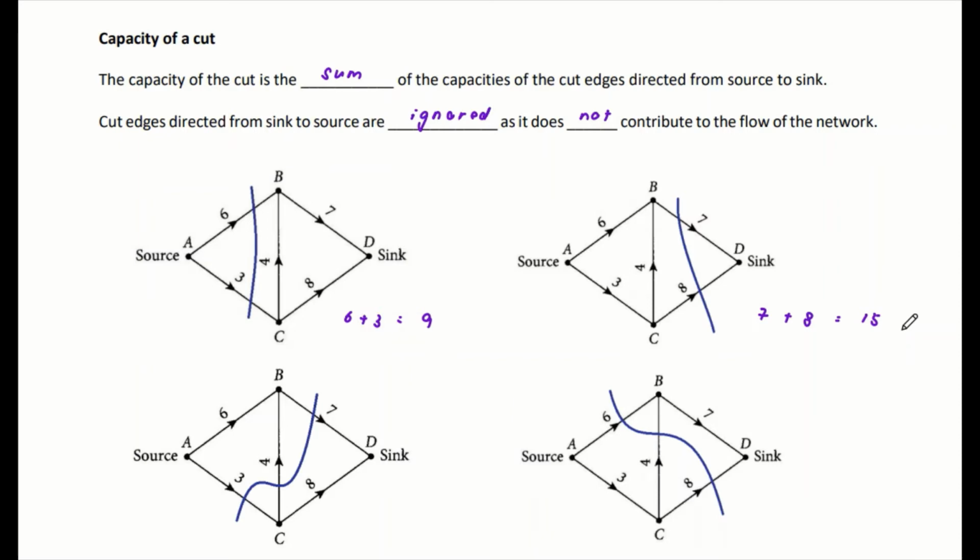Alright, so I hope things are clear now. You can definitely see that when you are trying to draw this curve, you are stopping the flow of 7 and 8 that is directed from the source to the sink.